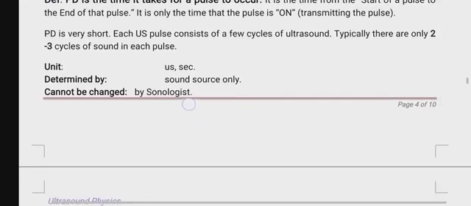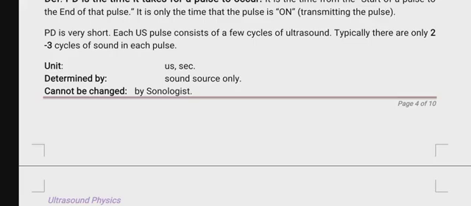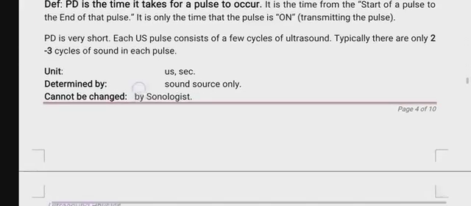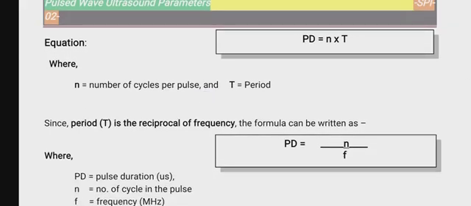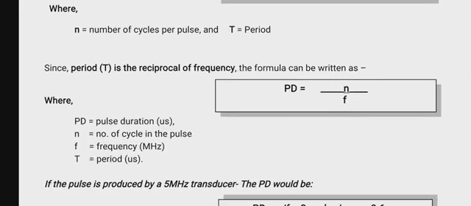The unit is microsecond, determined by the sound source only, and the sonographer cannot change this particular parameter. So the equation for PD, pulse duration, is the number of cycles per pulse times the period. You know the number of cycles, which is 2 to 3, times the period. Since period is T, the reciprocal of frequency, the formula can also be written as PD equals number of cycles over frequency.